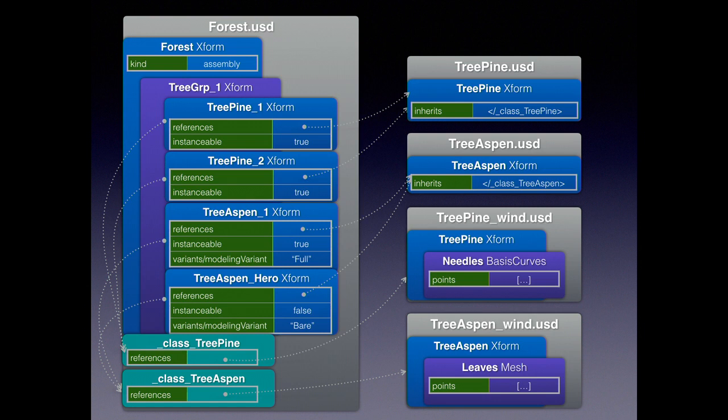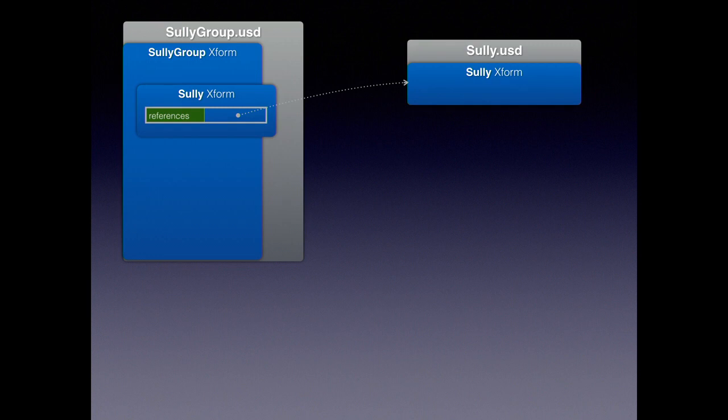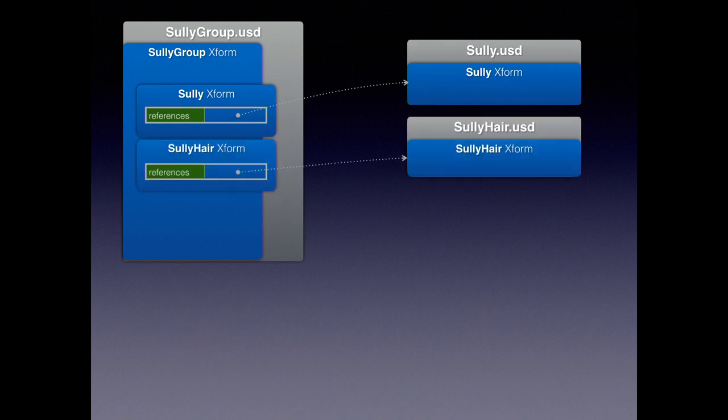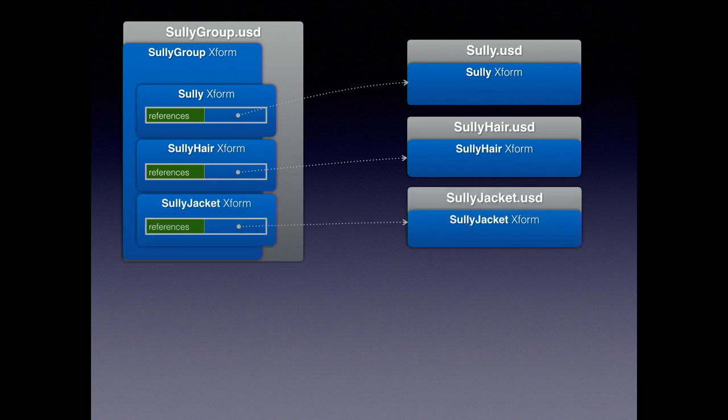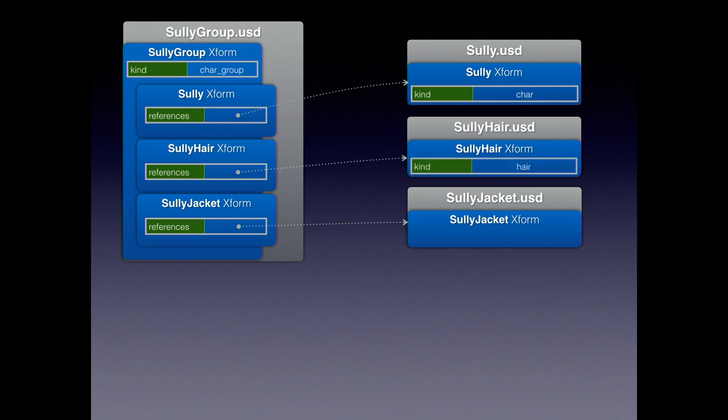If we want to look at character groups as another potential example of an assembly, we can have a Sully group xform in a Sully group USD file, and that may contain Sully, which is a reference to the Sully body mesh. It may contain Sully hair, which is referencing his groom, and maybe a jacket, a piece of clothing that he's wearing. But in this case, we're actually going to set the kind equal to character group. And our Sully is going to be kind equals char, and our hair model is going to be kind equals hair, and our jacket model is going to be kind equals garment.